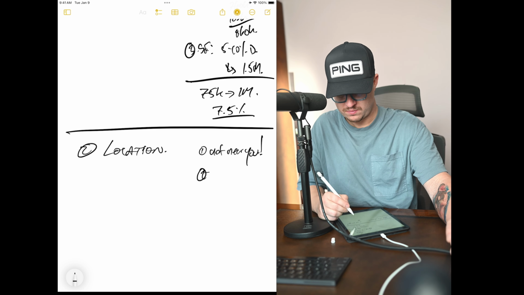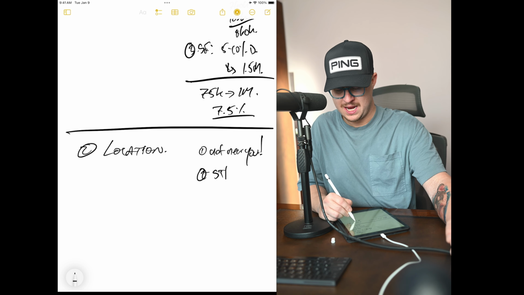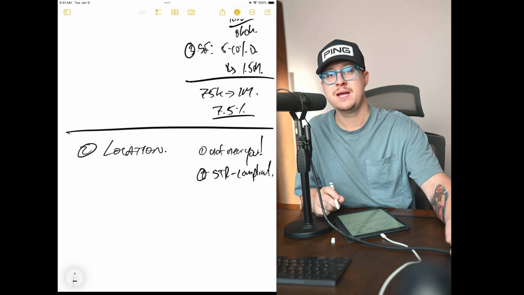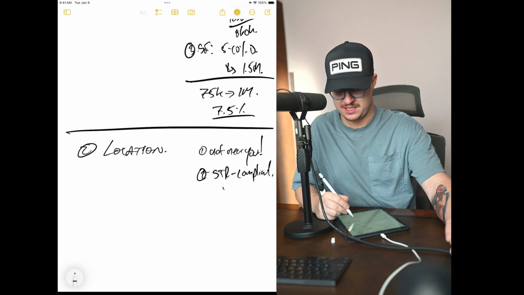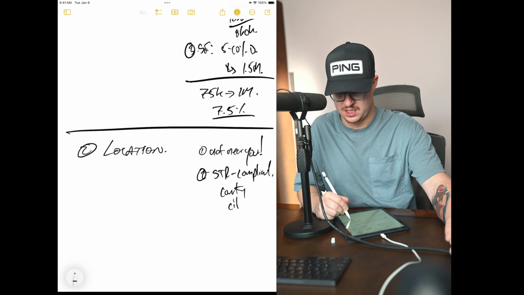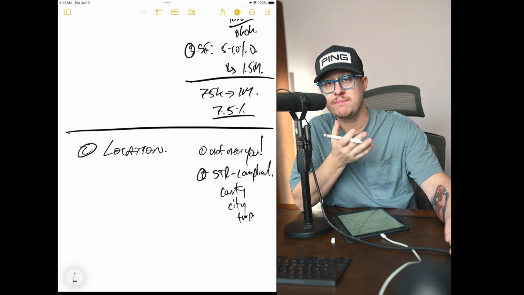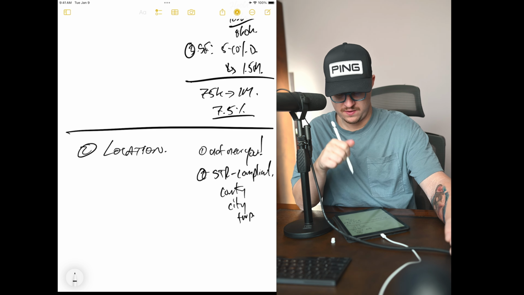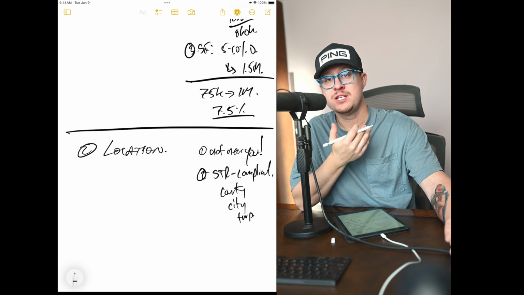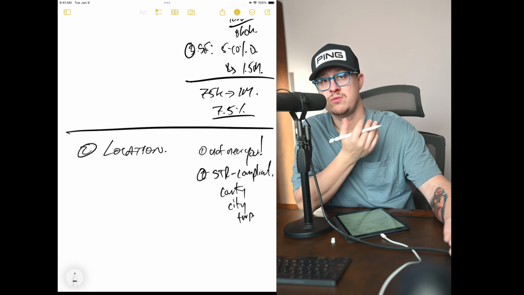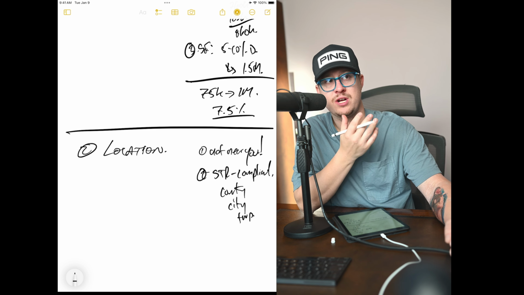Second thing, we want to optimize for a compliant short-term rental, okay? What does that mean? It means that the county or the city or the township allows for short-term rentals. Okay, this is very important. I know it seems obvious, but it's very important because if they don't allow that, it's a problem, right? And the reason it's a problem is because you're going to buy the property, you're not going to be able to run it as a short-term rental, which means you're going to get a bunch of fines and you're going to have a bunch of problems.